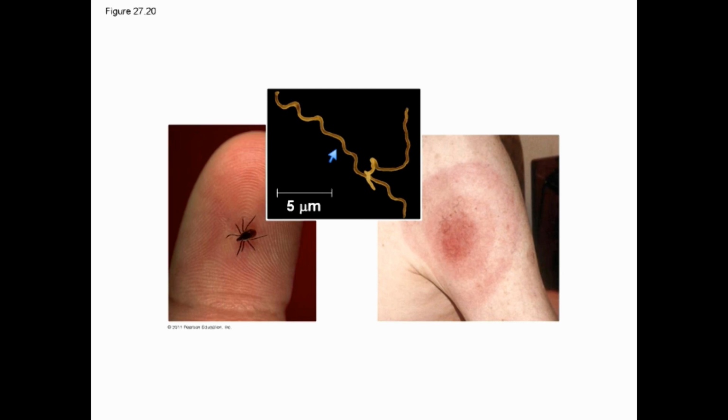And if you've been bitten by the deer tick, in about 70 to 80% of the cases, you get this very characteristic bullseye rash. And that rash is indicative of you having been bitten by a tick that was infected with this particular bacterium, which is very treatable with antibiotics. If you don't treat Lyme disease, then it can work its way into the nervous system. Then you've got a lot of problems.